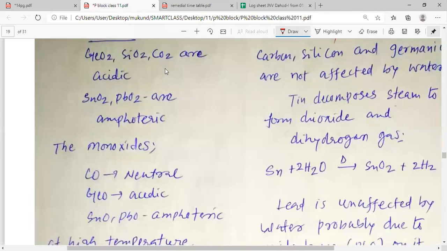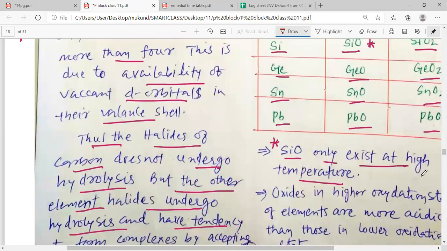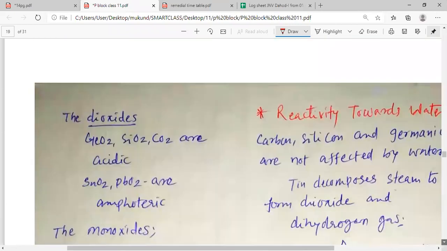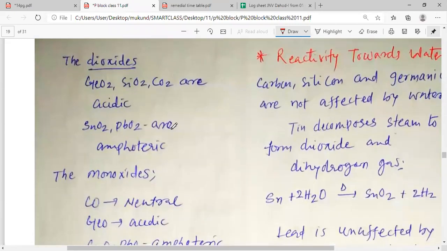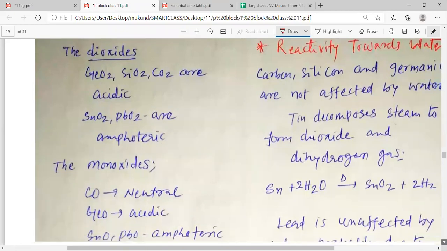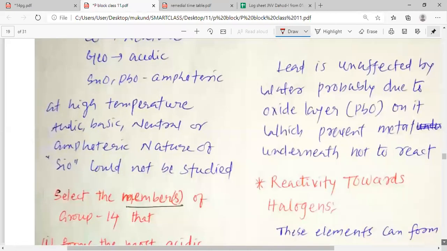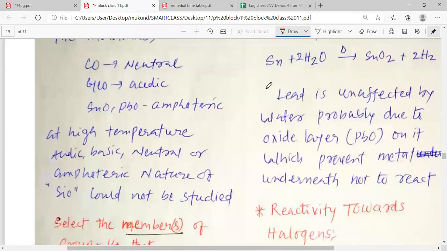But you can read it here, my dear students. Let's look into this. The oxides GeO2, SiO2 and CO2 are acidic in nature, and SnO2 and PbO2, which are metal oxides, are amphoteric in nature. The monoxide carbon monoxide, CO, is neutral, GeO is acidic, SnO and PbO are amphoteric in nature.